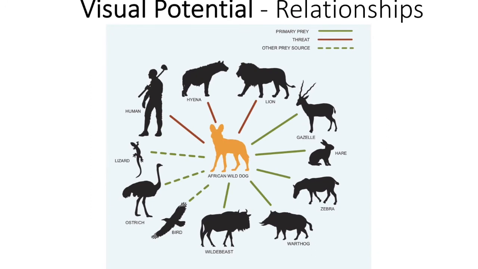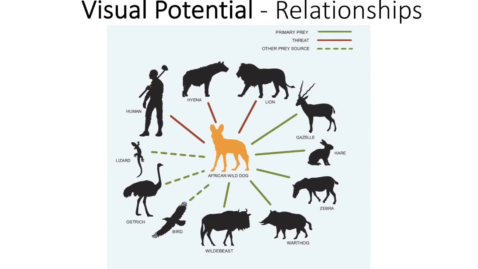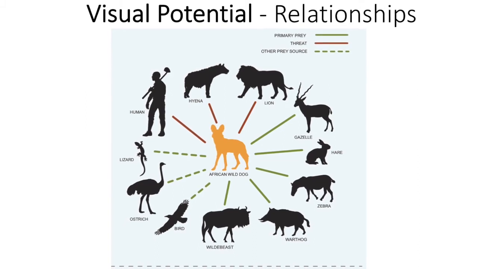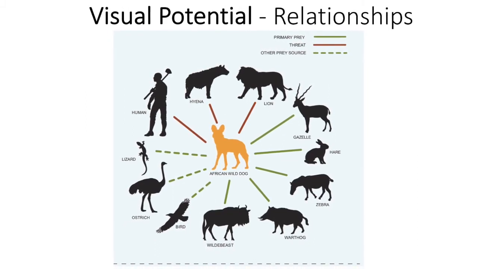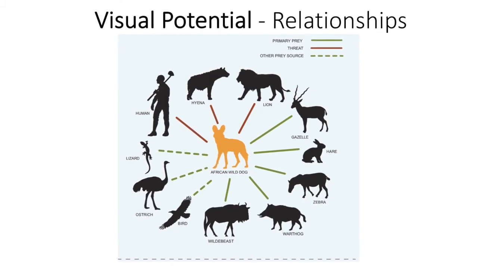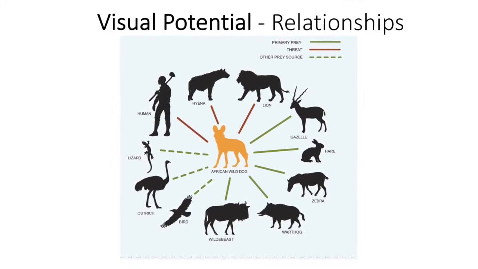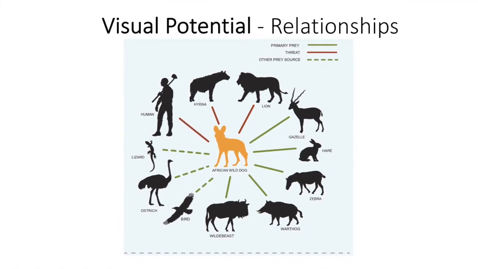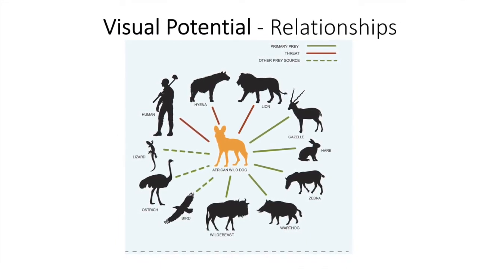The visual potential of relationships refers to the potential to communicate connections between things or people in the real world using connections between shapes on a page. For this display, I used silhouettes of different animals to show the relationships between them and the African wild dog. The colors of the lines demonstrate the different forms of relationships, such as a prey or threat.